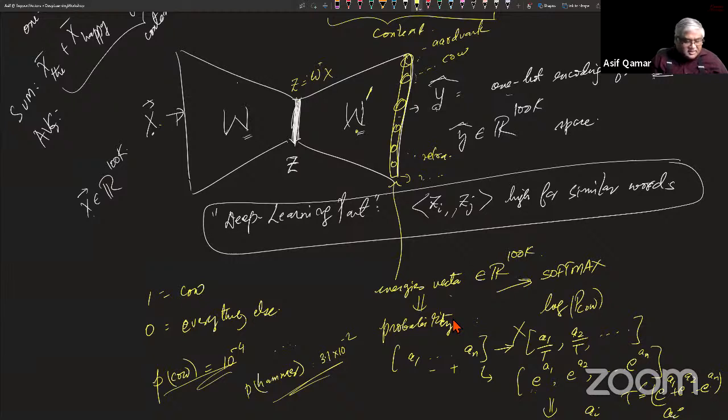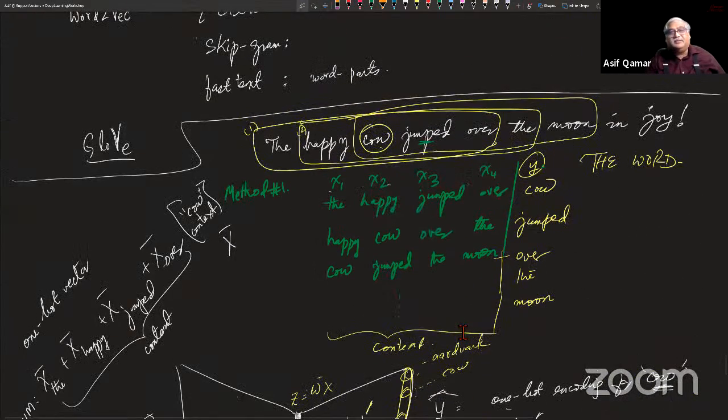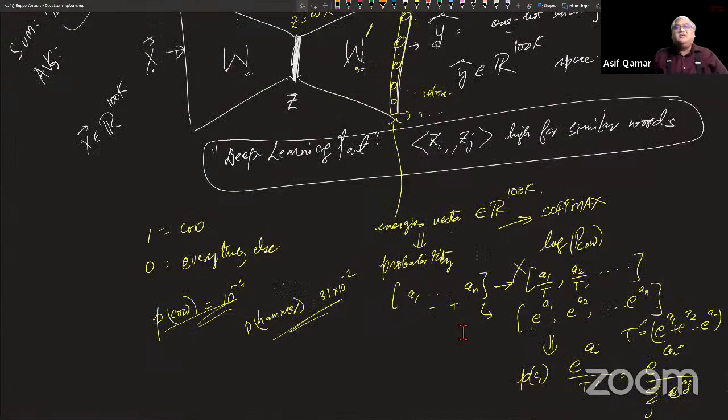Then you realize that, oh gosh, this is not what you expected, because you'd never hear that the happy hammer jumped over the moon in joy. That doesn't make sense. So you don't want hammer, you want cow. So what can you do? You compute the cross entropy loss, and then you can back propagate from there. The standard deep learning is simple back propagation. You shake up the weights, W and W prime, to make it a little bit better, so that in the next iteration, next mini batch, the cross entropy loss is a little bit less.